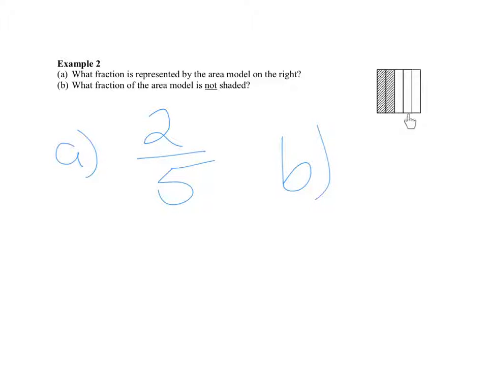1, 2, 3, 4, 5, because there's still 5 pieces in that area model. Okay? But the difference now is it says the area model is not shaded. Okay? So we have to look at the pieces that aren't shaded. So 1, 2, 3. 3 of those aren't shaded, so that becomes our numerator, or our top.